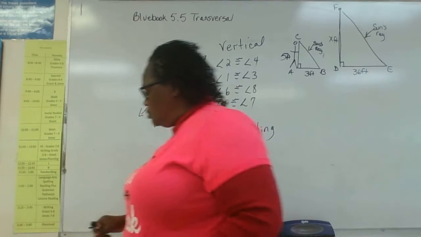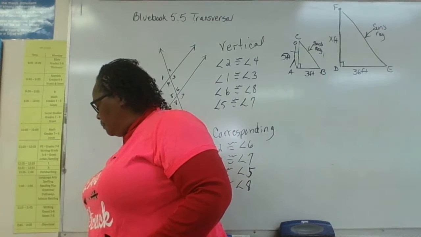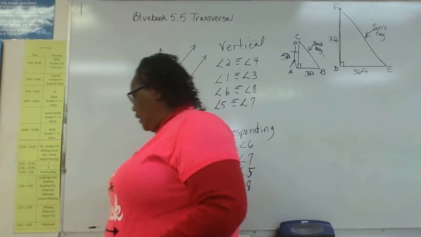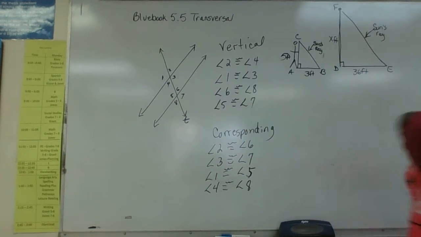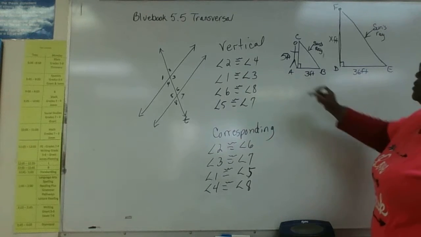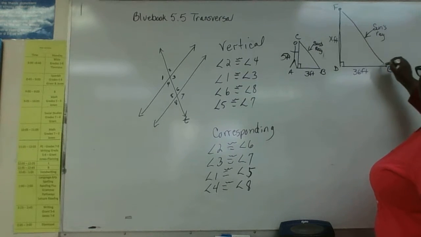Use the fact that two rays from the sun are parallel to explain why. We know that the sun's rays are parallel. That's a given. But our transversal will be what? You guessed it. The ground itself.